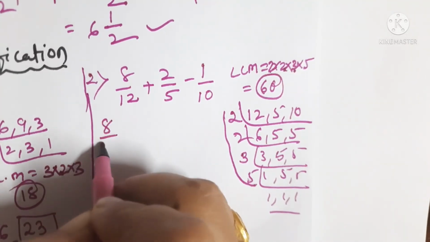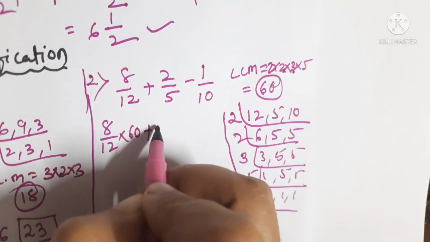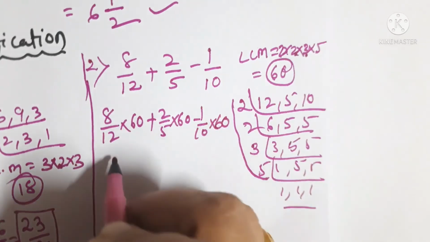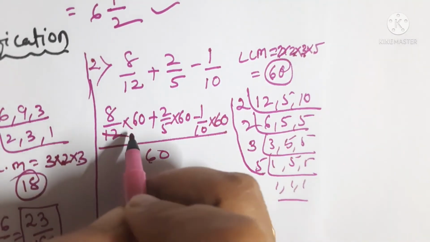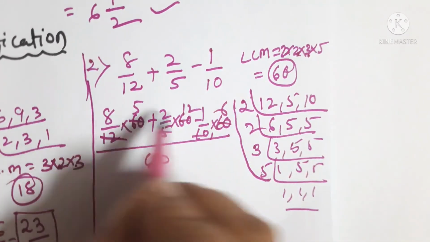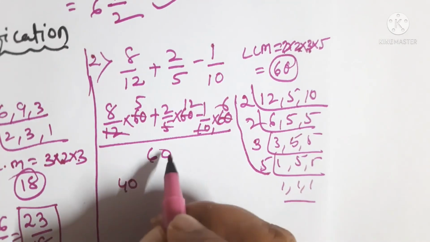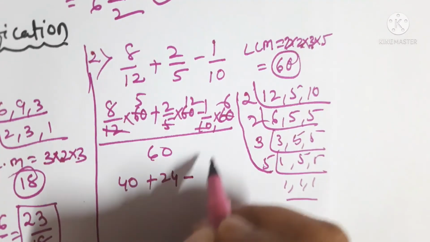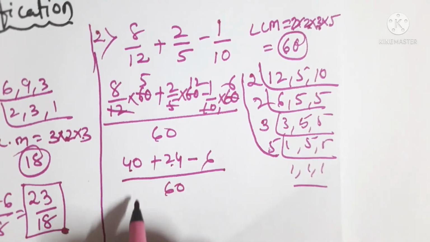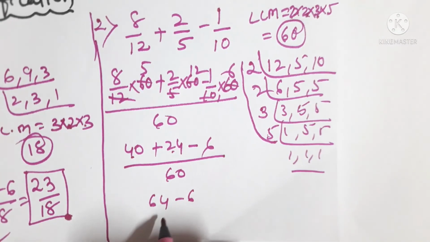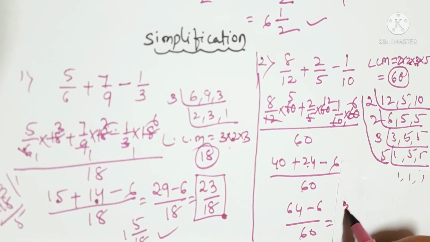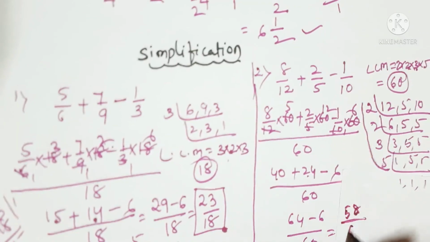Now 8 by 12 into 60 plus 2 by 5 into 60 minus 1 by 10 into 60, the whole divided by 60. Now we will cancel: 12 ones are 12, 5s are; 5 ones are 5, 12s are; 10 ones are 10, 6 are. Now multiply the remaining ones: 8 5s are 40 plus 12 2s are 24 minus 1 6 is 6, by 60. Now you add these two, how much do you get? 64 minus 6 by 60. So 64 minus 6 is equal to 58 by 60.